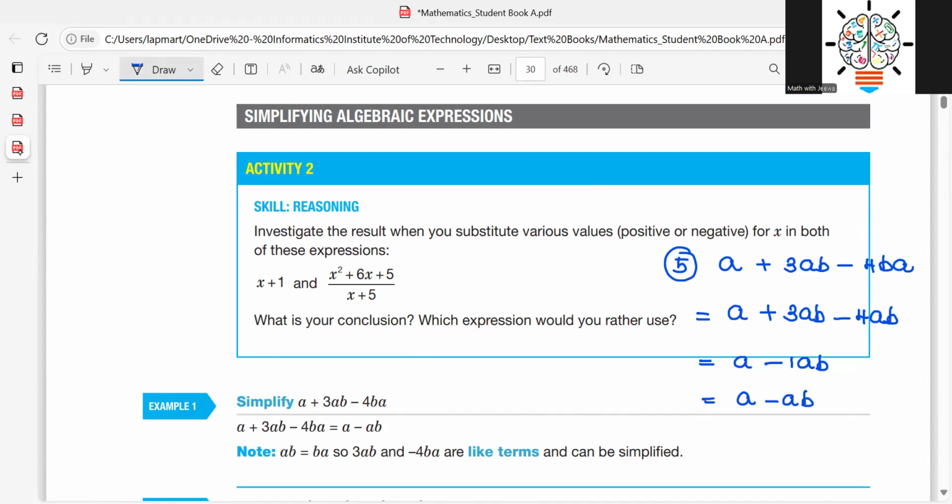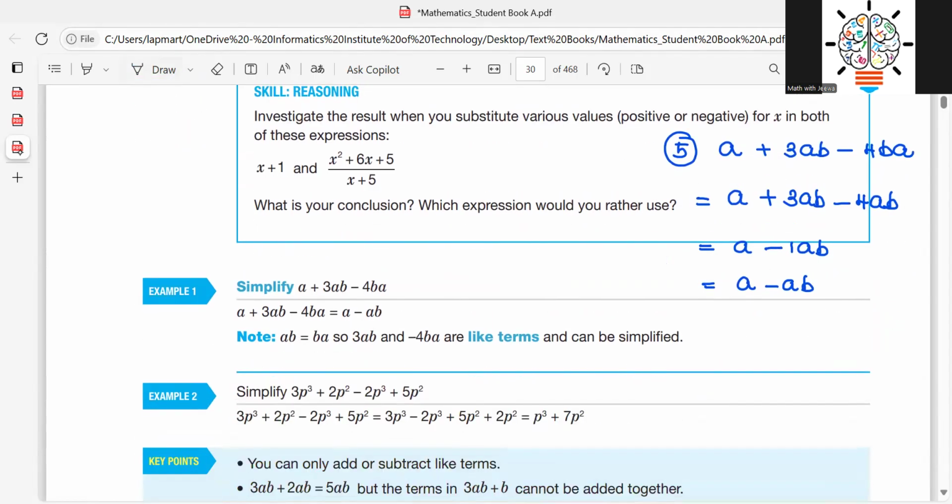So do you subtract a and a? No, you can't. They are not like terms. The a is a single variable and ab is something else, a times b, so you can't subtract them. You can keep the answer like this. So here you want to understand, ab and ba both are like terms even though the order is different.